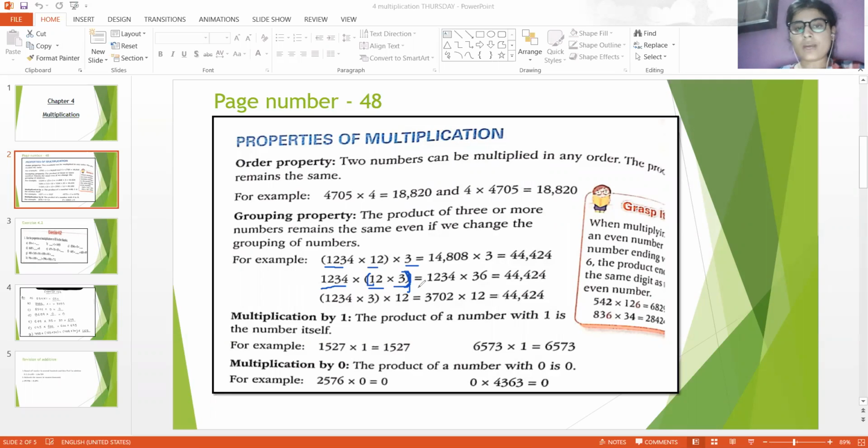12 into 3 is what? 36. This is why I have written 36 here. Now multiply 1234 with 36. The answer will be 44,424.